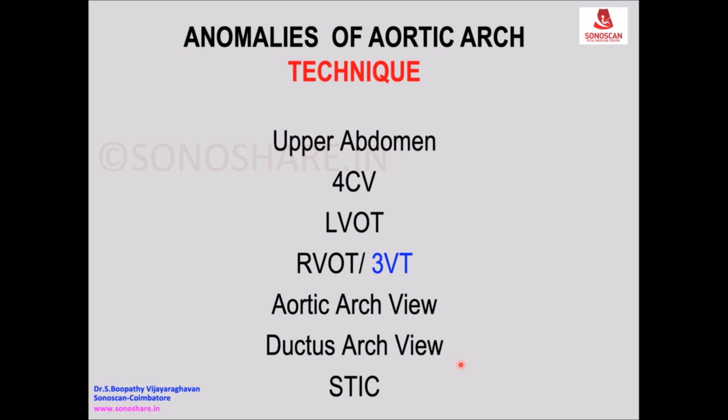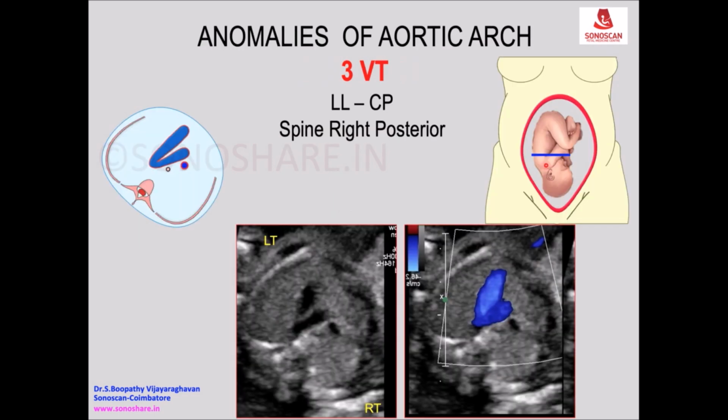Of all this, the most important view to study the anomalies of the aortic arch is the 3VT. The right side is posterior, so the V is on the left of the trachea. In relation to the trachea, from left to right, you get the pulmonary artery and then the aortic arch.